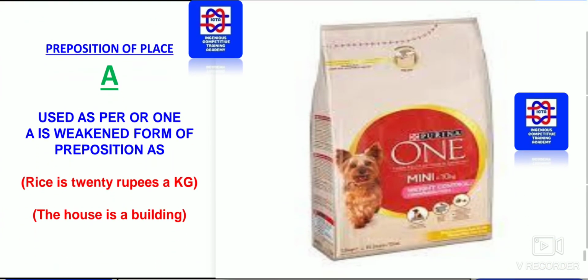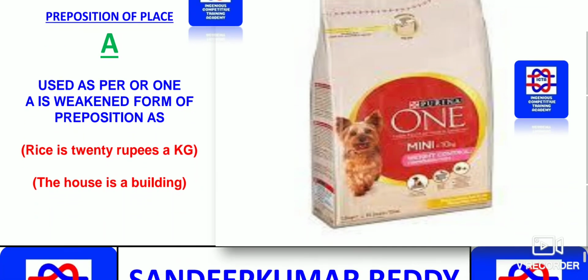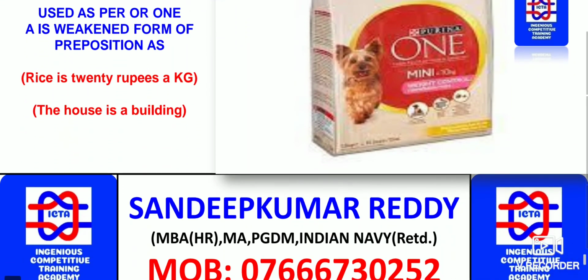Now we have the preposition, that is position of place with the a used as per one. A is a weakened form of preposition, as in rice is 20 rupees a kg. Here, whatever has been used as per one, a is a weakened form of preposition, as in rice is 20 rupees a kg, house is a building. So it is used as per one. Here that a is used as a one cents. So rice is 20 rupees for 1 kg, house is a building. So this is how exactly it has been analyzed. These are a few things we have to remember, how exactly it has been given.